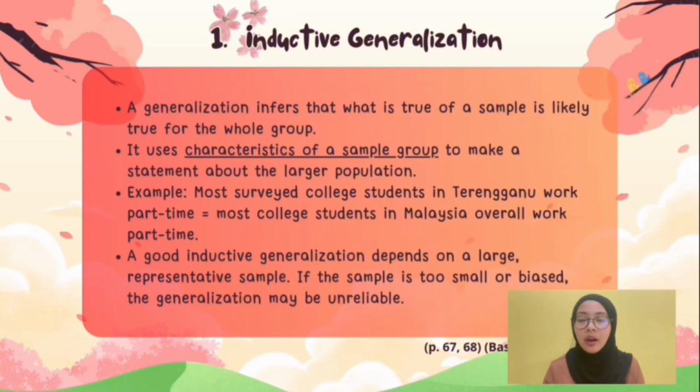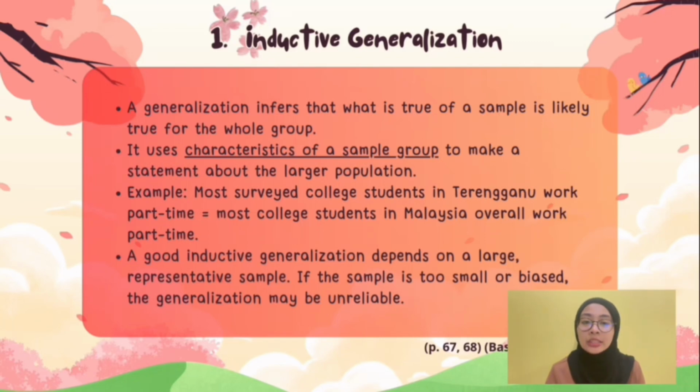For this type of inductive reasoning, it infers that what is true of a sample is most likely true for the whole group. So, it uses characteristics of a sample group to make a statement about the larger population. For example, most surveyed college students in Terengganu work part-time. This makes a conclusion that most college students in Malaysia overall work part-time. So from the example, we can see that it uses a sample group, which is college students in Terengganu, to make a statement about a larger population, which is students in Malaysia overall.